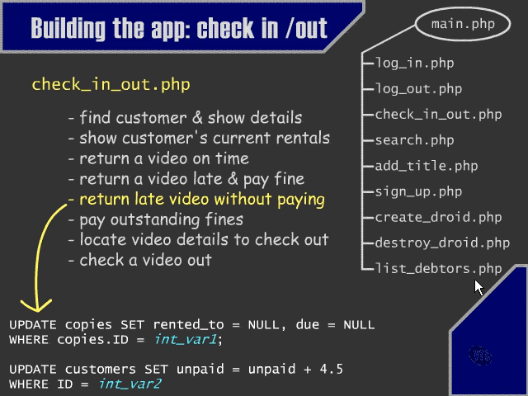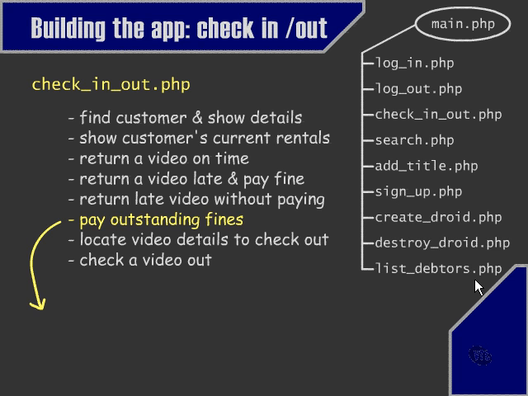And here the 4.5 should actually be a variable, and that would be something that would be returned by the application. If the customer were to come in and pay outstanding fines, perhaps before they want to check out a video, then we would simply allow a query to set the unpaid column on the customer's account to 0.